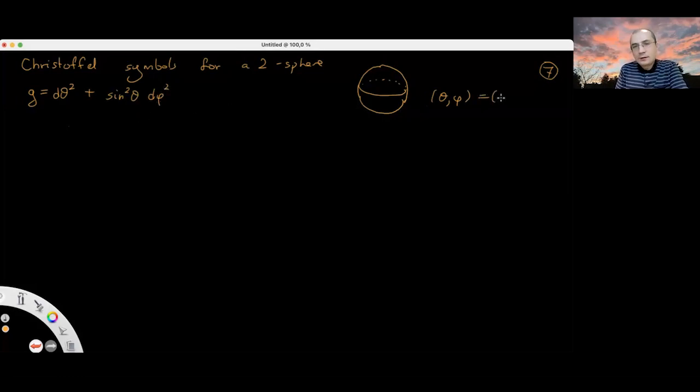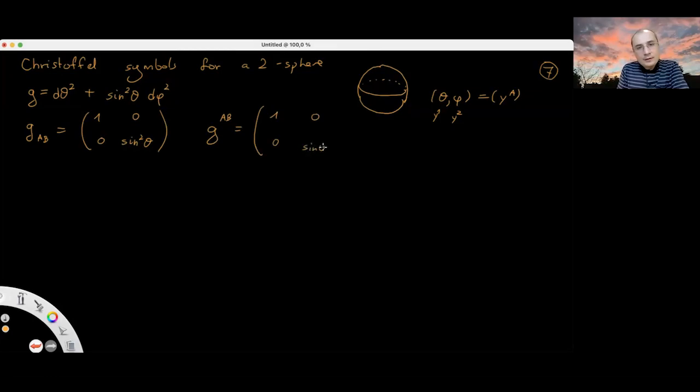We will call this coordinate system y^a. So this will be the coordinate y^1, this is the coordinate y^2. It means that the lower index metric is diagonal and rather simple: 1, 0, 0, sine squared theta. The upper index metric is again rather simple: 1, 0, 0, sine theta to the power minus 2.